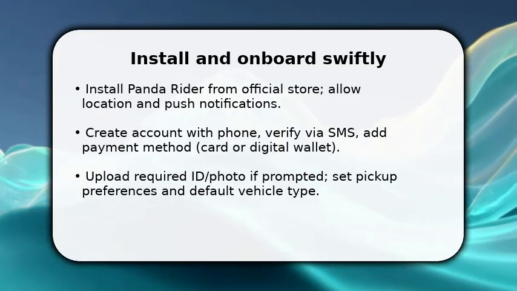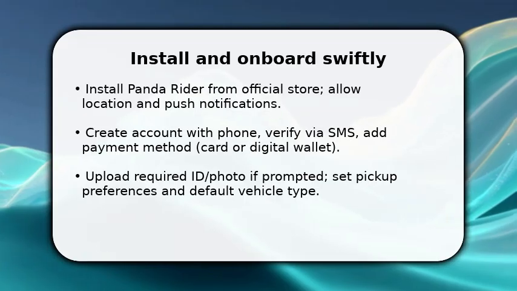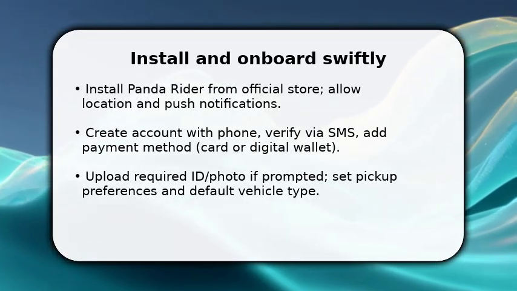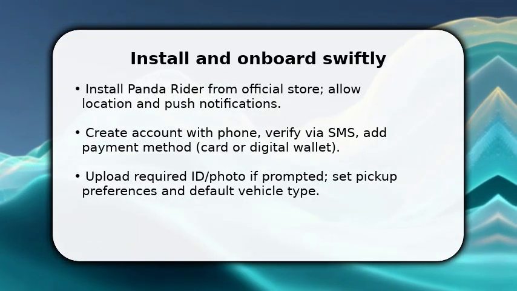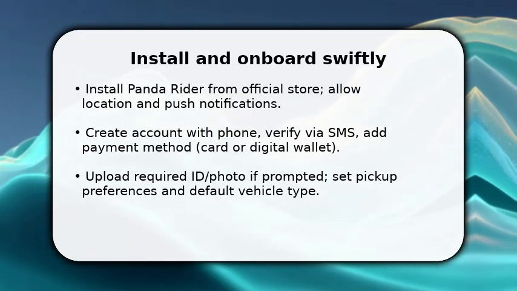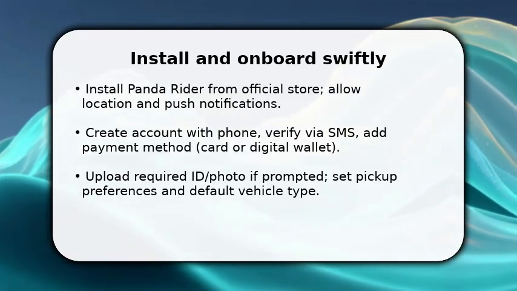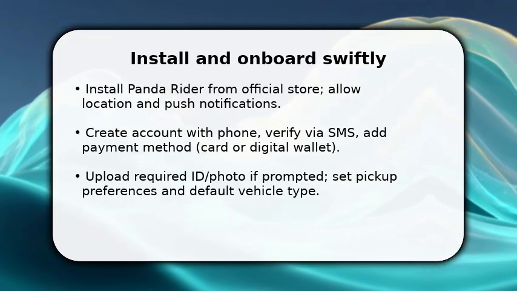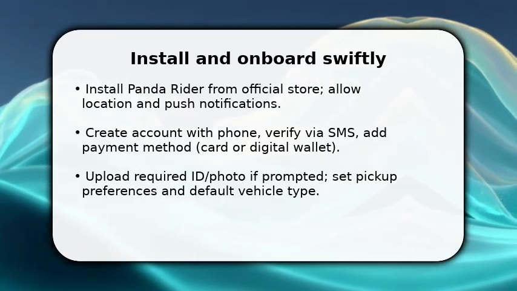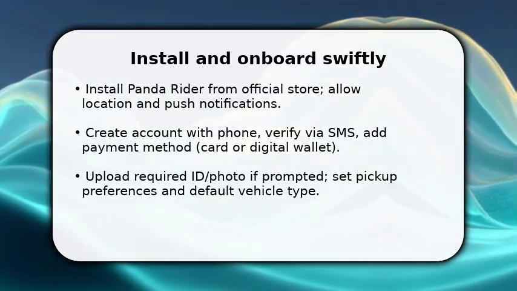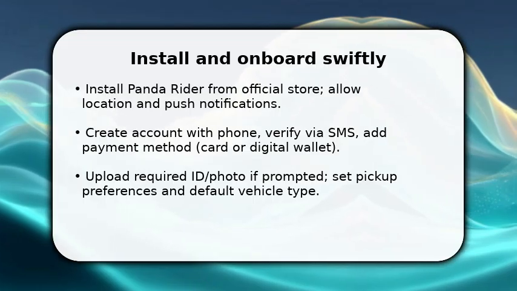You start by getting the app installed and verified so you can ride immediately. Open the store, install Panda Rider, then grant location and notifications so pickups work. Create your account with your phone number and confirm the SMS code. Once done, add a payment method and upload any required ID or selfie for verification.